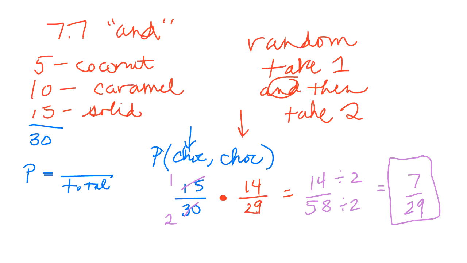We could do all kinds of different ones. Like we could say a coconut and then a caramel. We could say a coconut and then a coconut, whatever. They can word it a bunch of different ways. You just have to remember that once you eat it, it's gone. So if you're pulling the same one out, then it's gone.